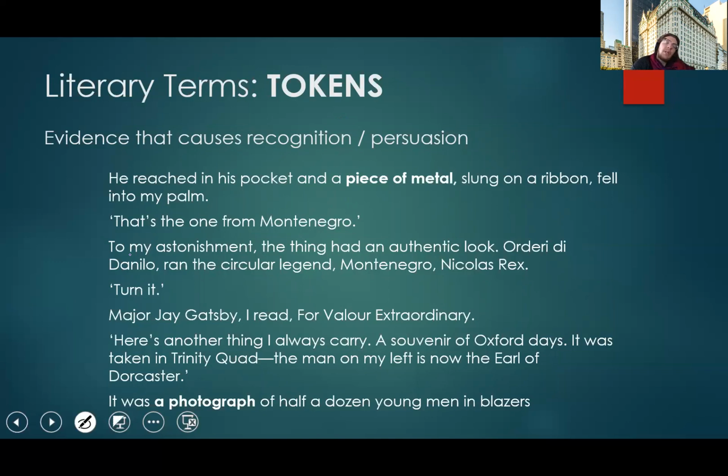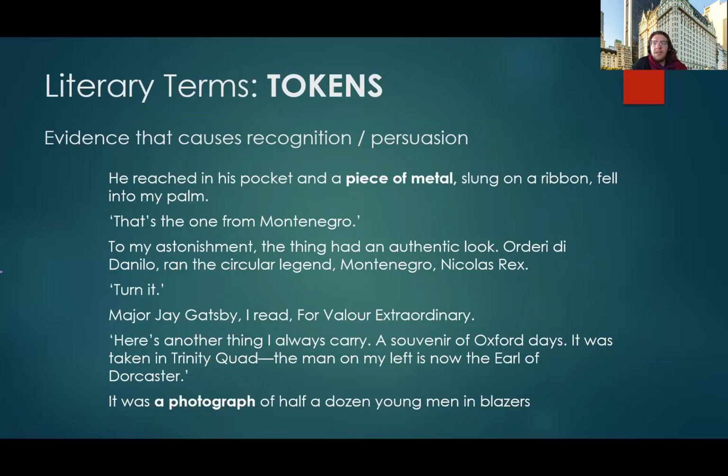He reached in his pocket, and a piece of metal slung on a ribbon fell into my palm. That's the one from Montenegro. To my astonishment, the thing had an authentic look. Orderi di Danilo, ran the circular legend. Montenegro, Nicholas Rex. Turn it. Major J. Gatsby, I read, for valor extraordinary. Here's another thing I always carry, a souvenir of Oxford days. It was taken in Trinity Quad. The man on my left is now the Earl of Dorchester. It was a photograph of half a dozen young men in blazers.